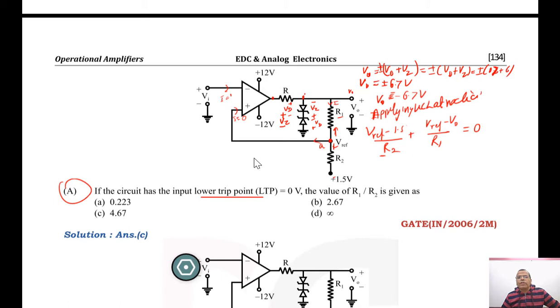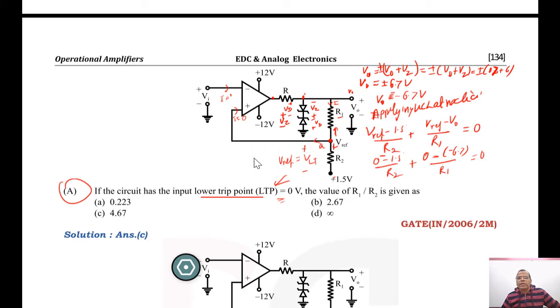So what is Vref? Vref is 0, it is given. For lower threshold voltage, when the output voltage is negative, Vref is nothing but equal to the lower threshold voltage, which is this voltage. So this is 0, given to you. So minus 1.5 volt divided by R2, plus Vref is 0, output voltage is minus 6.7, so minus of 6.7 divided by R1, is equal to 0.